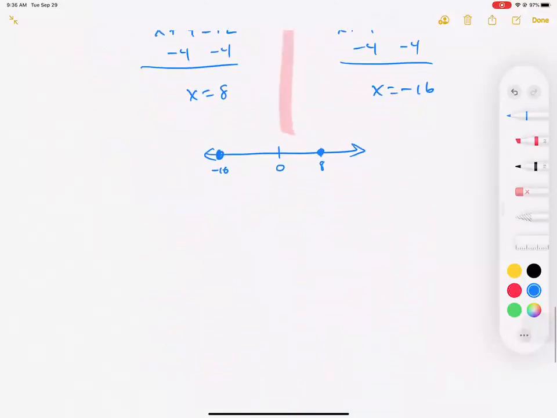Okay, set it up. Let's do one more. It'll be 2 absolute value of x plus 3, absolute value of -4 is equal to, let's do 16.